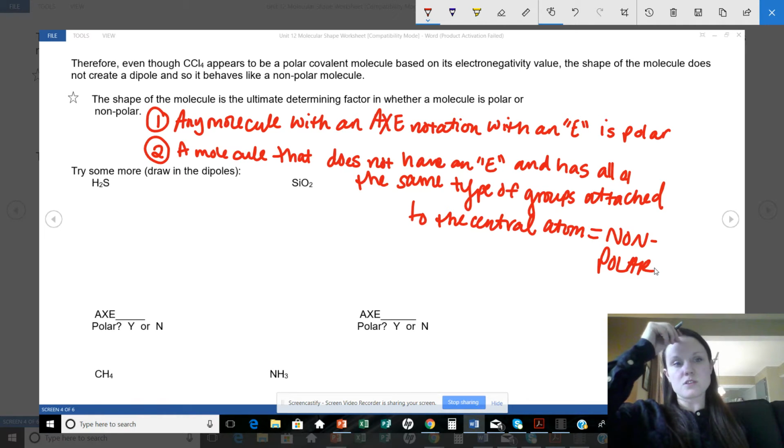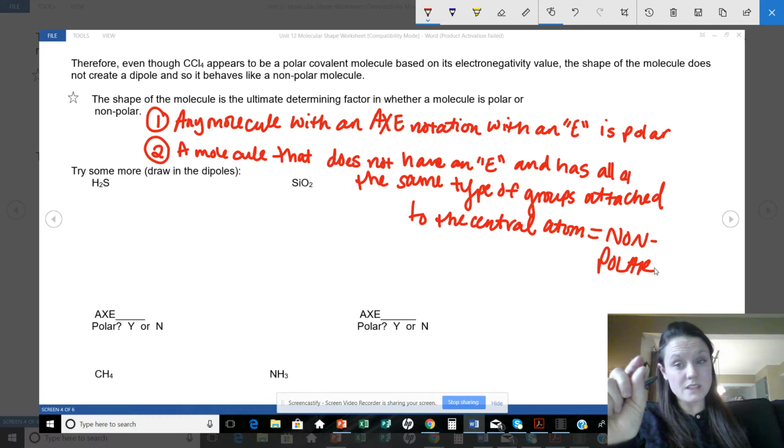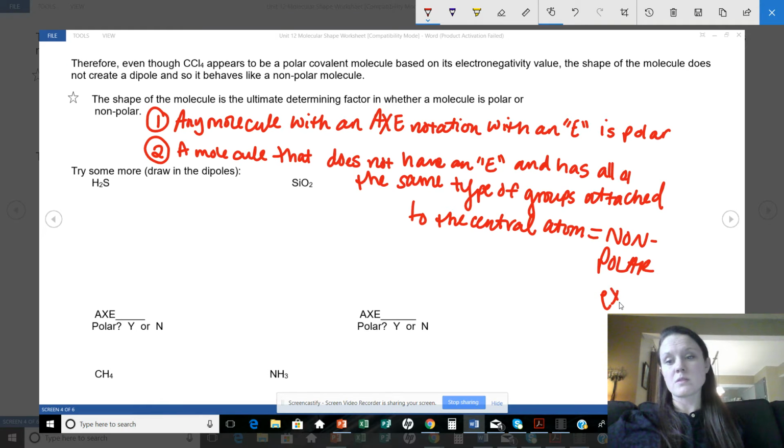Okay, so 2 main points. Any molecule that has an Ax notation with an E in it is a polar molecule. Second main point, a molecule that does not have an E in the Ax notation and has the same type of group attached to the central atom is a nonpolar molecule. Good example of this second key point would be carbon dioxide or carbon tetrachloride. Great example of this first point would be water.